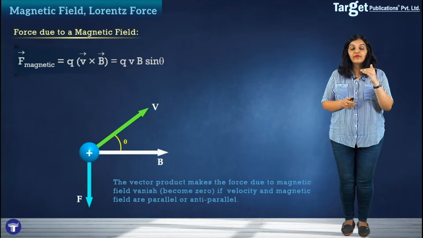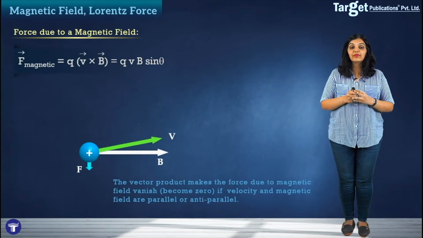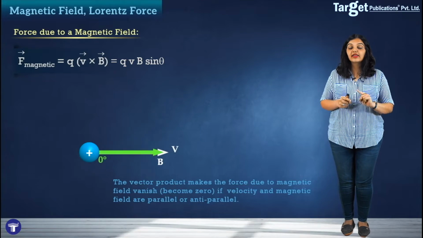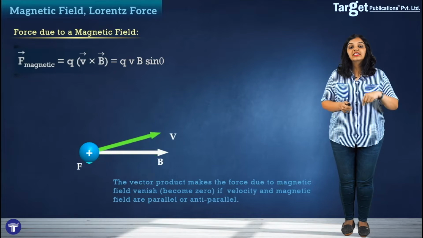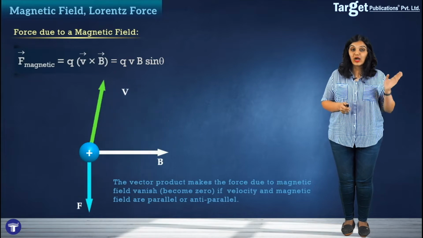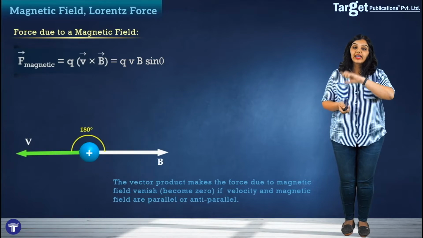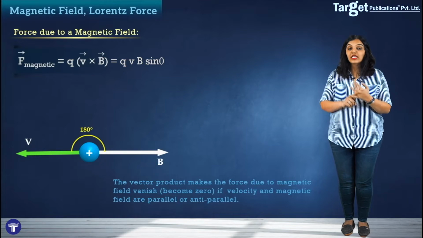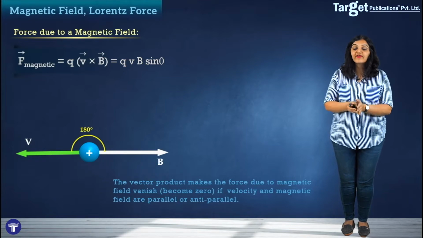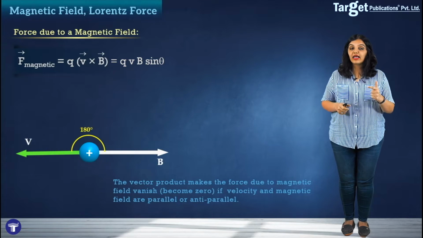We see when V and B are parallel or anti-parallel, the magnitude of the force will be 0. Because when V and B are parallel, the angle becomes 0 and sine 0 is 0, so the force becomes 0. Similarly, when V and B are at 180 degrees, again the sine of 180 is 0, and therefore when V and B are anti-parallel also, the force will come out to be 0. So we learnt that the force due to a magnetic field will be 0 if the velocity and magnetic field are parallel or anti-parallel to each other.